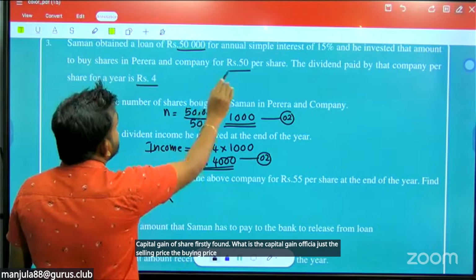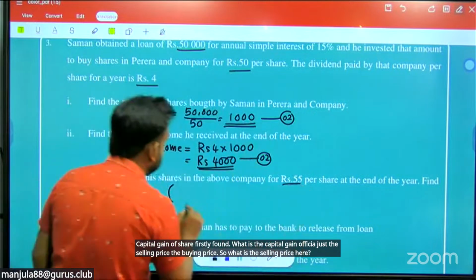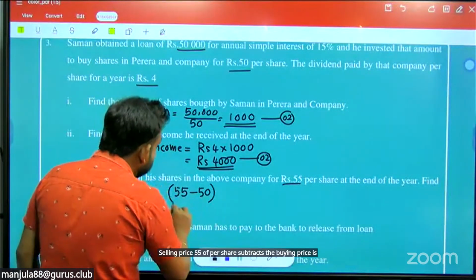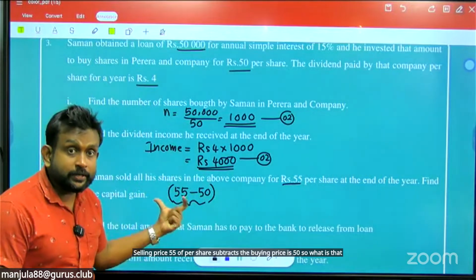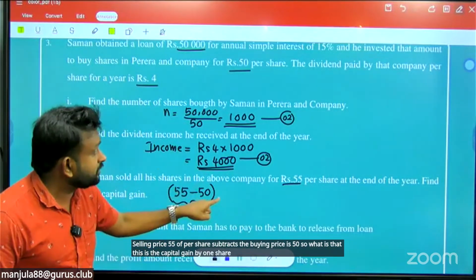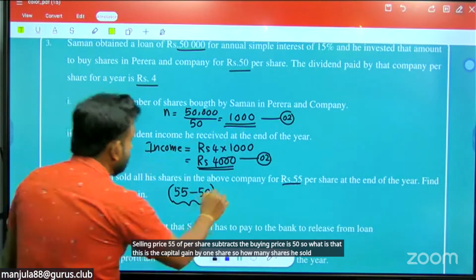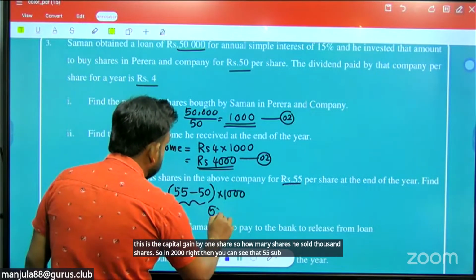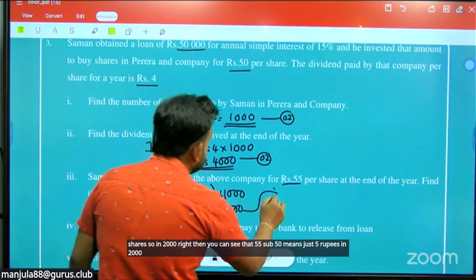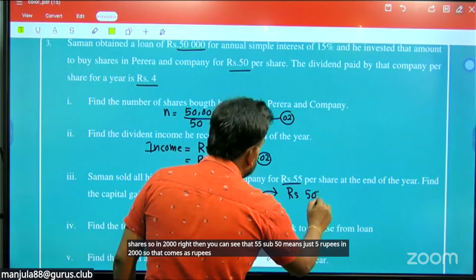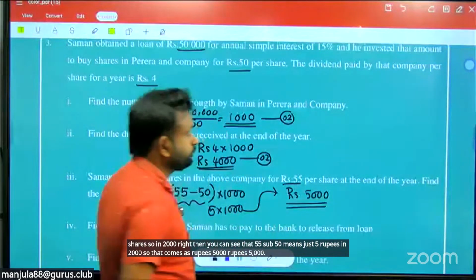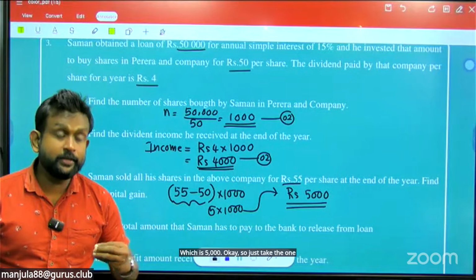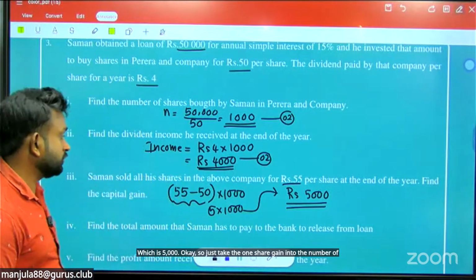So what is the selling price here? Selling price 55 per share subtracts the buying price, which is 50. This is the capital gain by one share. So how many shares he sold? 1,000 shares. So into 1,000, right? Then you can see that 55 subtract 50 means just 5 rupees into 1,000. So that comes as rupees 5,000. Just take the one share gain into the number of shares, 5,000.